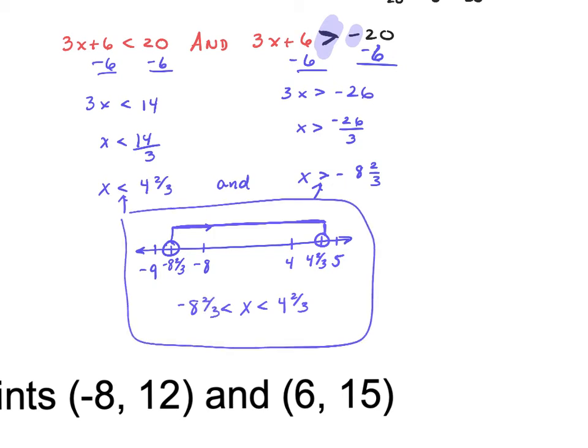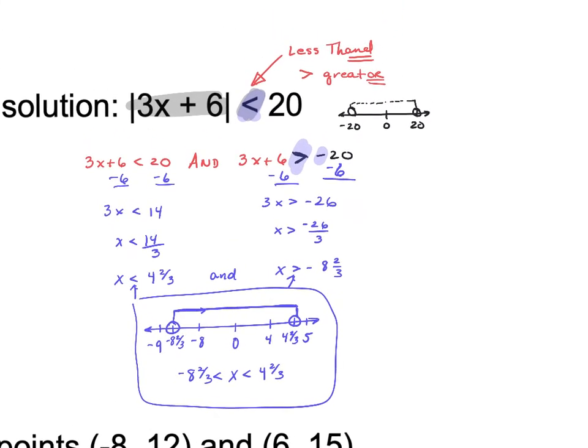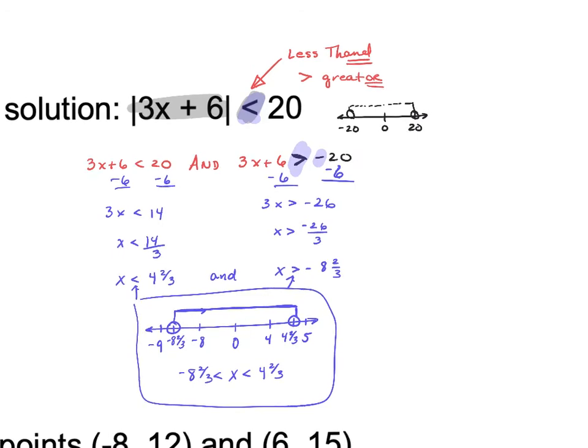Then we know all the numbers that work. So if you ask me, hey, is 0 a solution? Absolutely, because 0 is in the middle of here. And so 0, I can guarantee, would make this inequality true. 3 times 0 is 0. 0 plus 6 is 6. Absolute value of 6 is 6, and 6 is certainly less than 20. And so any numbers in here would actually make that true. There's an entire range of them.